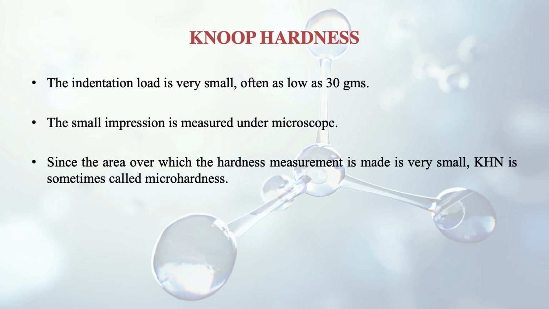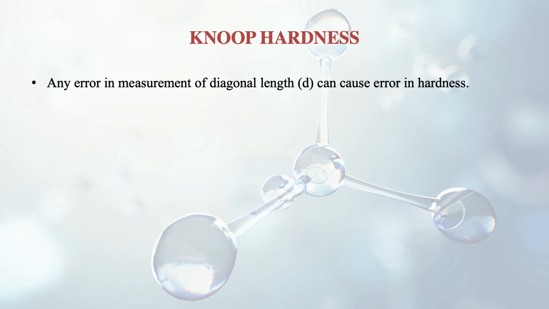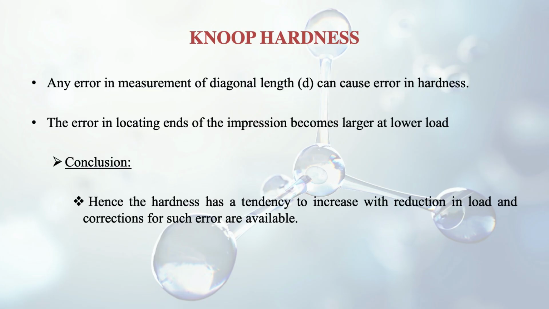Since the area over which the hardness measurement is made is very small, KHN is sometimes called the micro hardness as well. It is highly essential that the surface of sample must have metallographic finish. Very good type of finish, like a shining metal should be there. Any error in the measurement of diagonal length small d can cause error in the hardness. So again, this precaution is very much needed. Error in locating ends of the impression becomes larger at lower load. Conclusion is that hardness has a tendency to increase with reduction in load, and corrections for such error are also available.